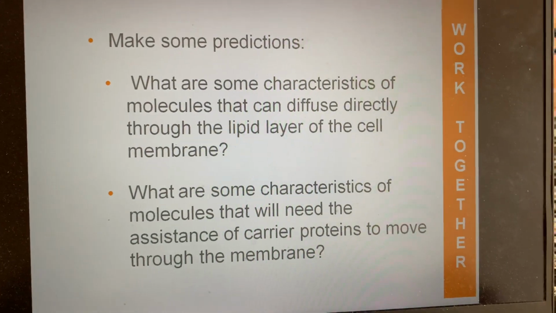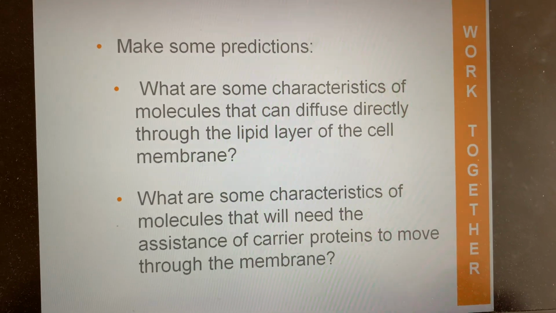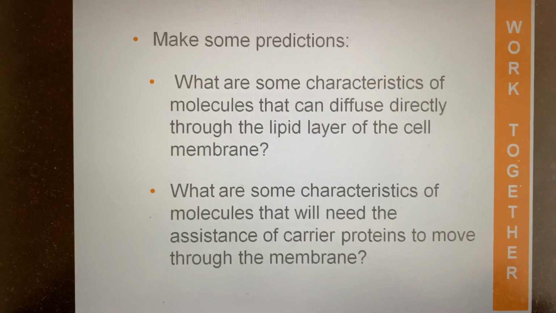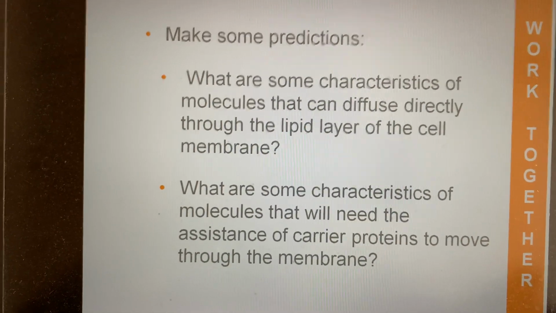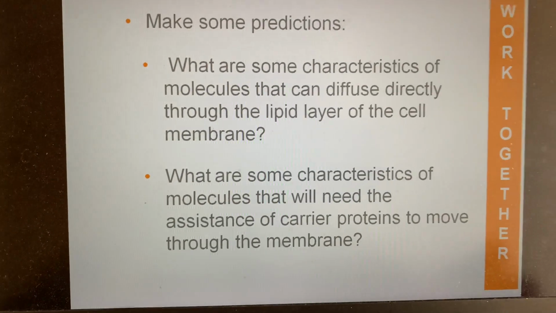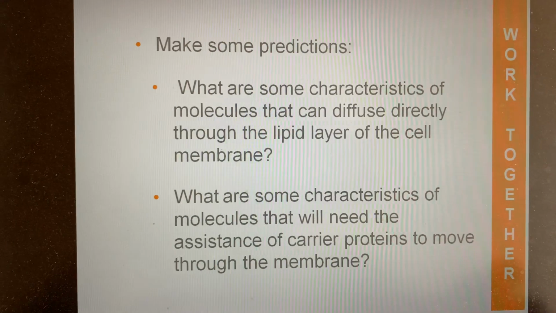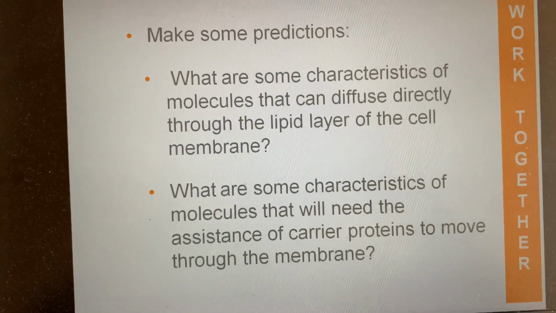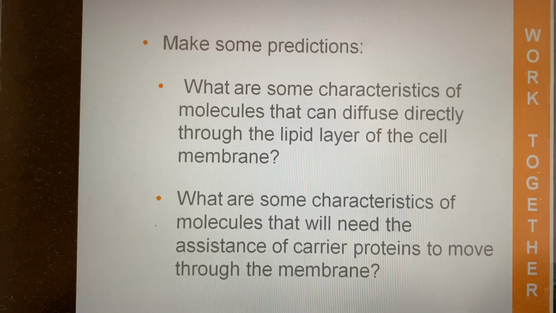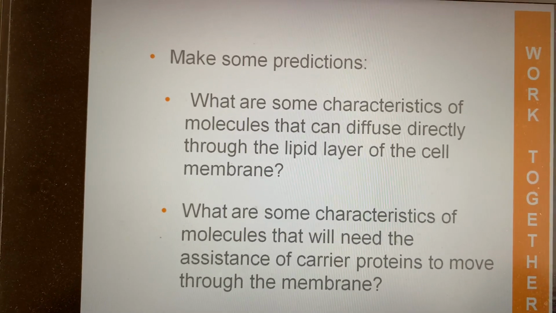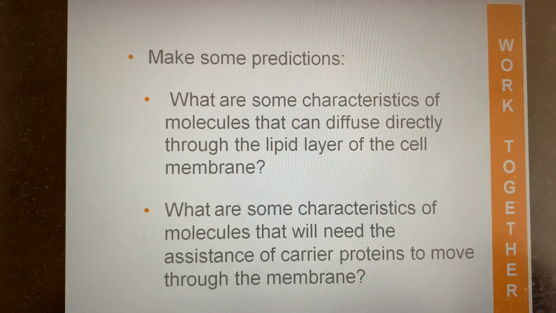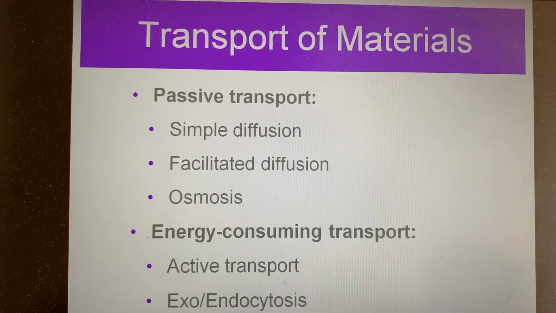You need to make some predictions in this slide. What are some characteristics of molecules that can diffuse directly through the lipid layer of the cell membrane? This is also your assignment. What are some characteristics of molecules that will need the assistance of carrier proteins to move through the membranes? You better solve this after listening to the whole presentation. You can take help of Google or whatever, but before that, try to do it yourself.